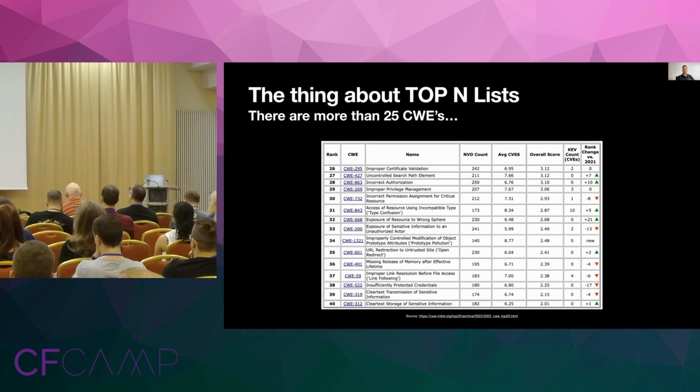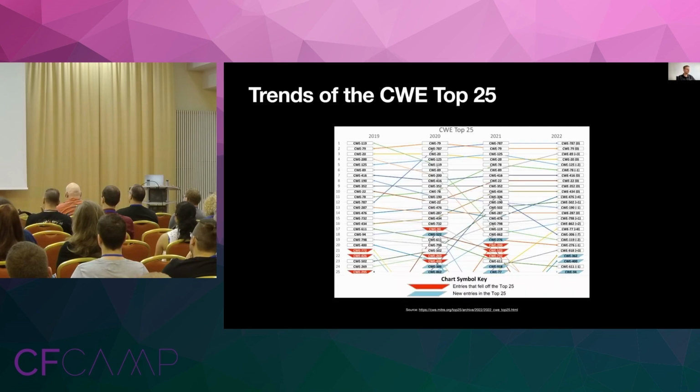But the thing about any sort of top 10 list or top whatever list is that there's often more than the end of the list. You can keep going. As you can imagine, there's a lot more than 25 software weakness types. If you're looking at this list here, you can see it going all the way up to like 863. So there's hundreds of different types of weaknesses to be aware of, but we're going to talk about the ones that are occurring the most commonly today.